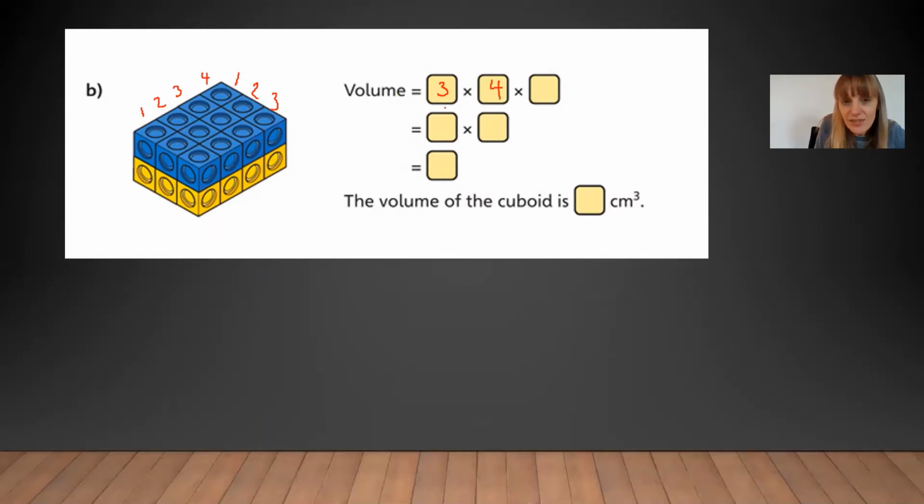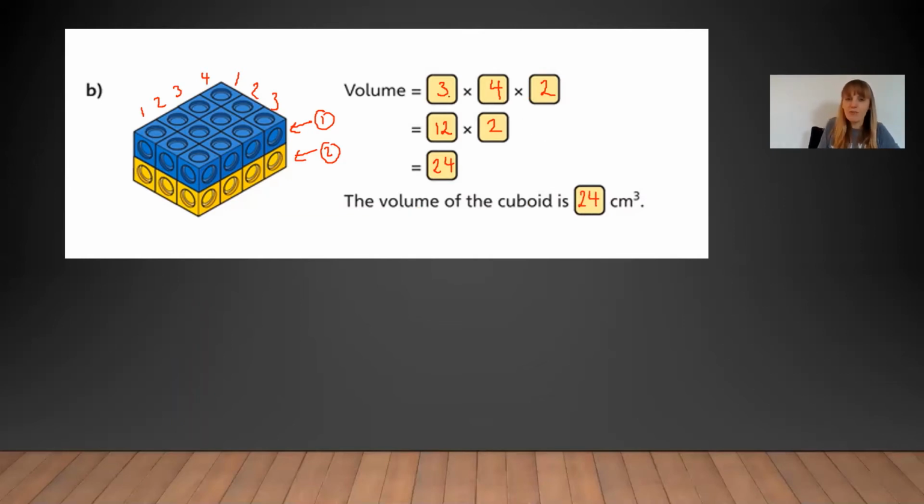Now, the answer to this, we're going to put in this box. 3 times 4 is 12. Now, how many layers have we got? Here is layer 1, here is layer 2. So we've got to multiply that by 2. So 12 times 2 gives us an answer of 24. So the volume of the cuboid is 24 centimetres cubed.